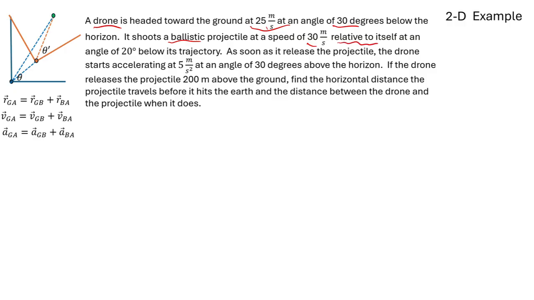Now, here's the weird thing. It says, relative to itself at an angle of 20 degrees below its trajectory, which is definitely not the horizontal. It says, as soon as it releases the projectile, the drone starts accelerating at some angle above the horizon. If the drone releases the projectile 200 meters above the ground, find the horizontal distance the projectile travels before it hits the Earth and the distance between the drone and the projectile.